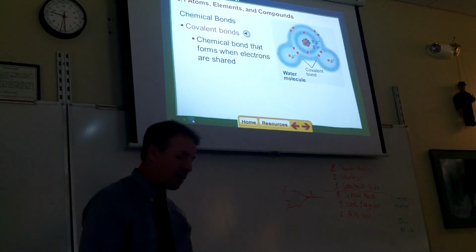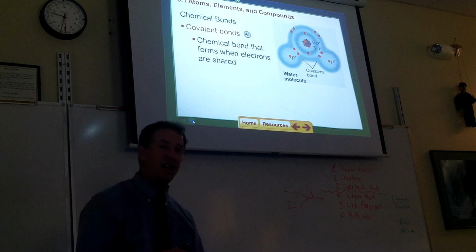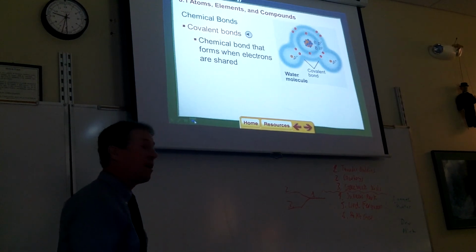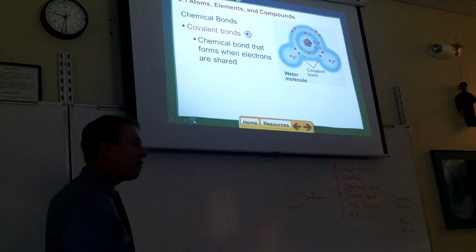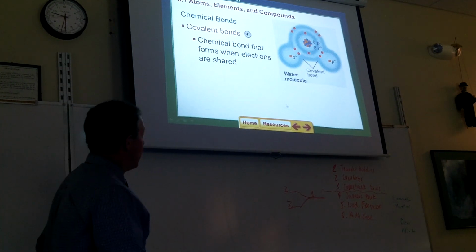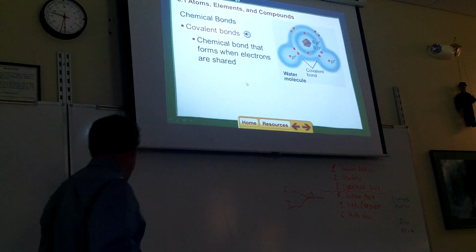Okay, let's talk about chemical bonds. Did y'all study this in physical science? There's two types of bonds we're going to talk about: ionic bonds and covalent bonds. Yes. Y'all did those? Yes. A covalent bond comes from sharing of electrons.